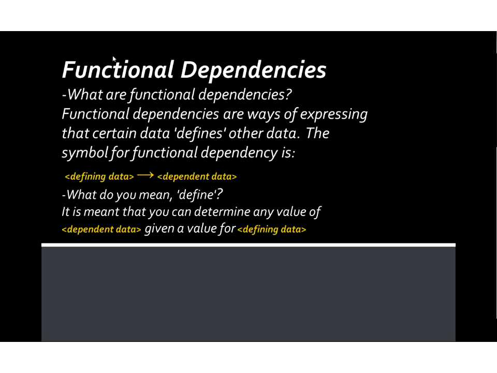Okay, let's think of a table where we have, let's say, students. Say we have a student social security number, student name, and student address. Well, given the social security number, I can certainly tell you any given student's name or address, okay? So that's a definition of a functional dependency. Social security number will define name or address, or we can say name and address are dependent on social security number. So you can see the symbol is kind of an arrow there, defining data to dependent data. This is pretty straightforward here, okay?